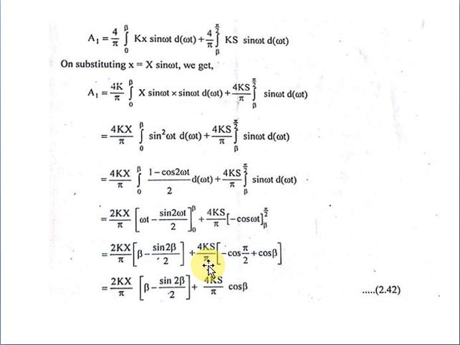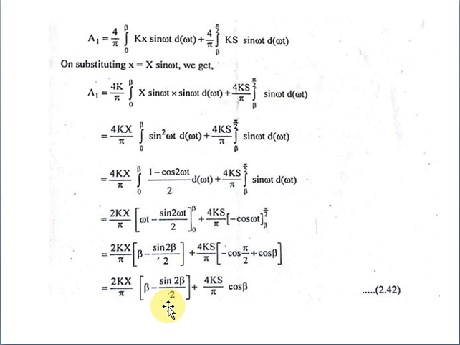Then again here it is 0, therefore no need to substitute the value. Therefore 2kx by pi into beta minus sin 2 beta by 2 plus 4ks by pi into minus cos pi by 2 plus cos beta. We know that cos pi by 2 is 0. Therefore the expression becomes 2kx by pi into beta minus sin 2 beta by 2 plus 4ks by pi into cos beta.